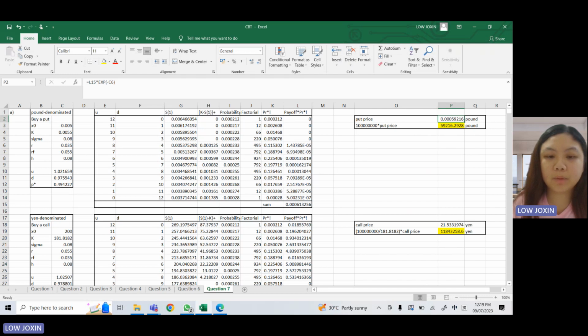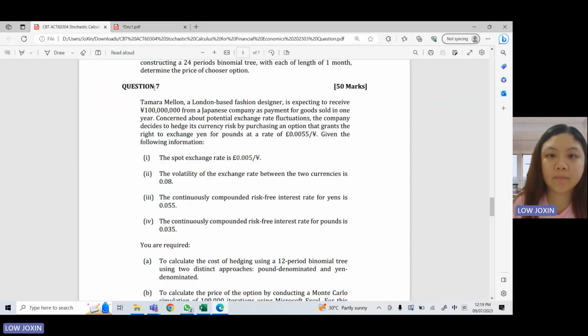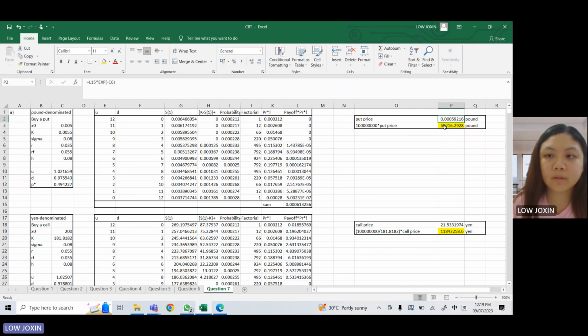And the put we buy here is for 1 yen. So we will have this much yen at the end of 1 year. So we need to multiply the put price with this. So we multiply the put price with the value of yen we are going to get after 1 year. So means that we will need to buy this much of the put. So the cost of this hedging will be 59216.2928.